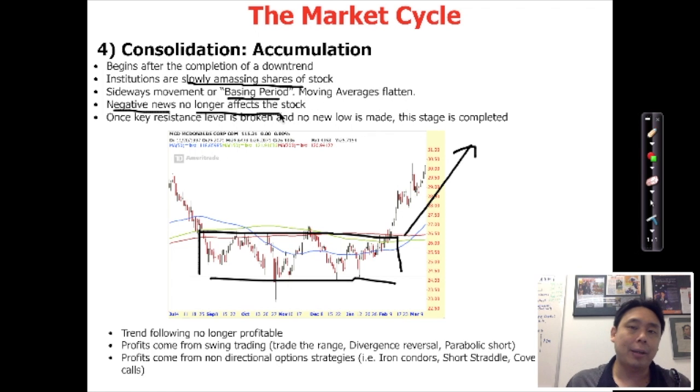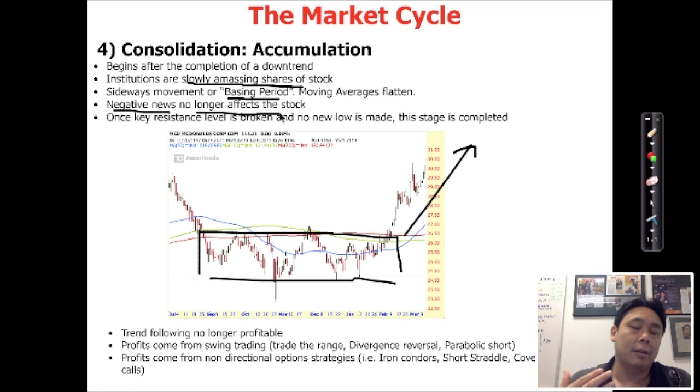And usually you find that in this phase, negative news no longer affects the stock price. In a downtrend, every time there's a bit of negative news, boom, the price goes low, boom, it goes low. And it comes to a point where the market's so used to it, no matter what bad news comes up, the price is like, I don't care, I'm not going down anymore, right? And that's when you know that, hey, you're in this phase.